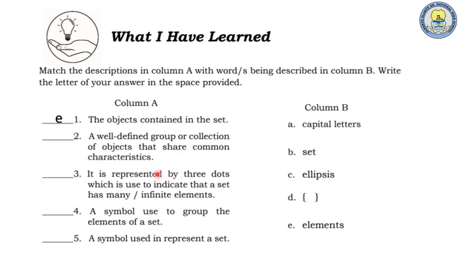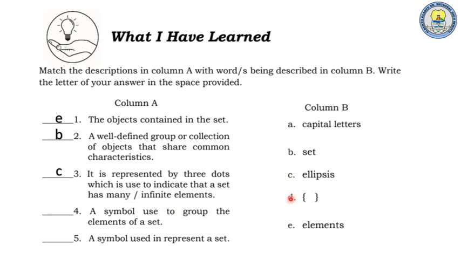What is your answer? Very good. The answer is letter B, set. A set is a well-defined group or collection of objects that share common characteristics. Number 3. It is represented by three dots, which is used to indicate that a set has many or infinite elements. What is your answer? Very good. The answer is letter C, ellipsis.